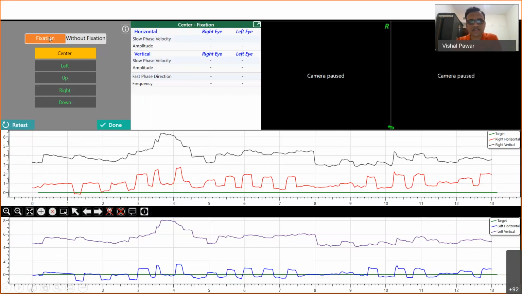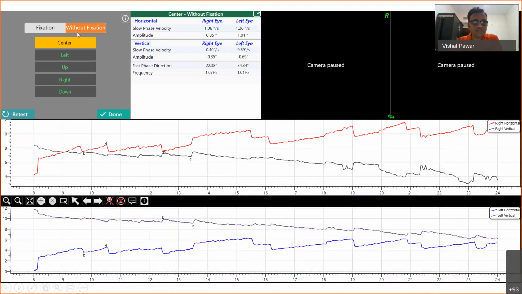spontaneous gaze testing, like center gaze with fixation. There were a lot of saccadic intrusions. You can see there are some square wave jerks and macro square wave jerks. Then I did testing in the center gaze without fixation. This is a new phenomenon which I learned because of this case, and Dr. Srinivas sir, I came to know about this entity for the first time.